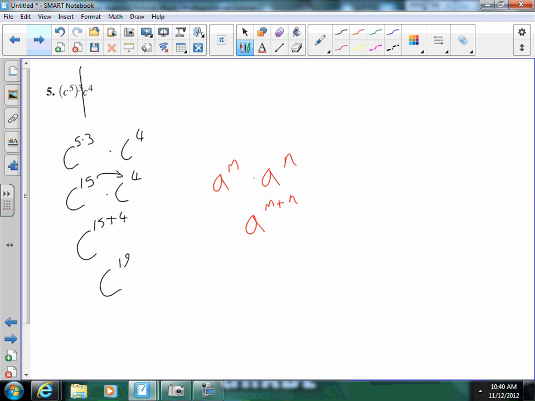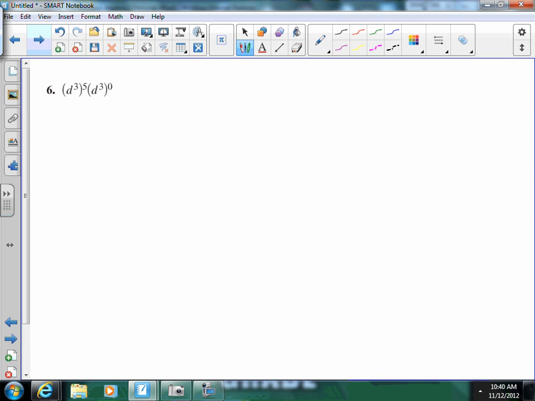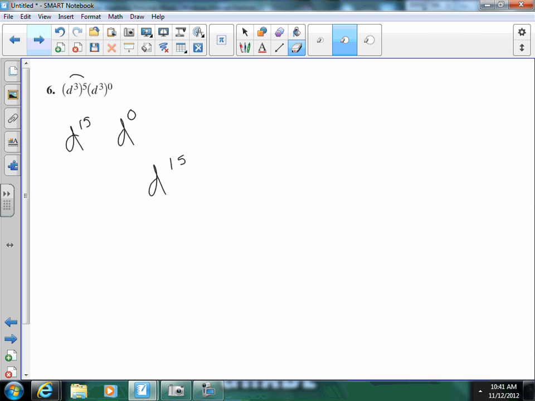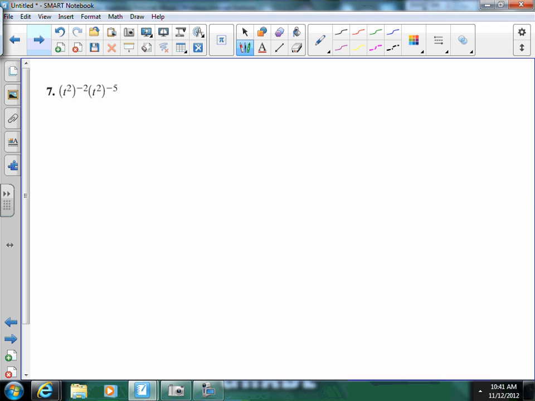Okay, that's question 5. D to the 3rd power to the 5th power becomes d to the 15th, and we're multiplying that by d times 3 to the 0, which is d to the 0. That becomes 1. So it's 1 times d to the 15th, but we don't really need the 1, it's just d to the 15th.